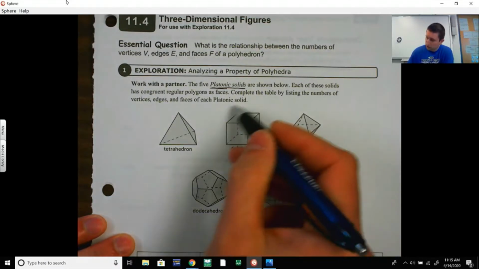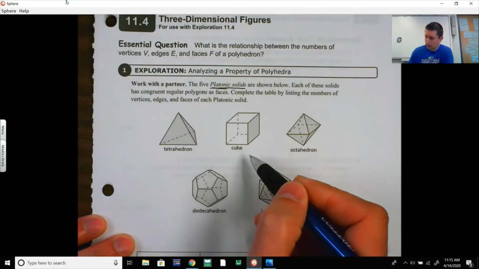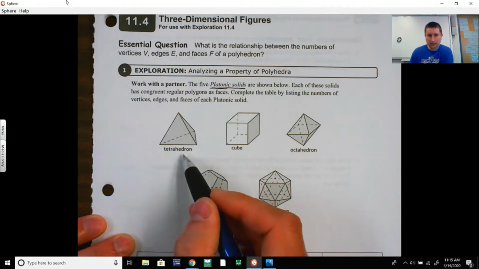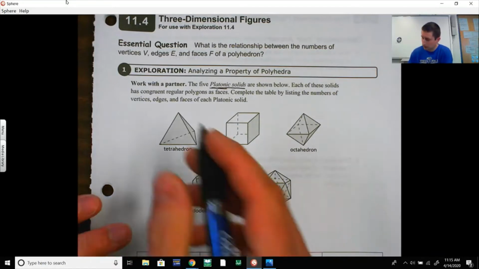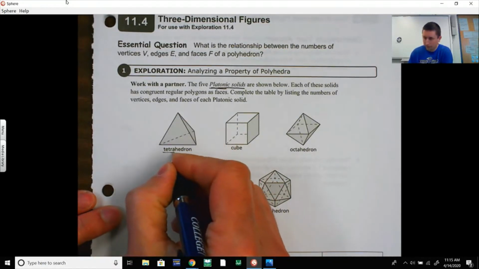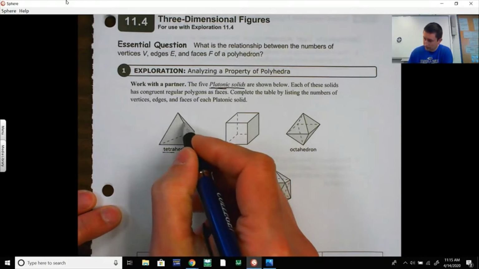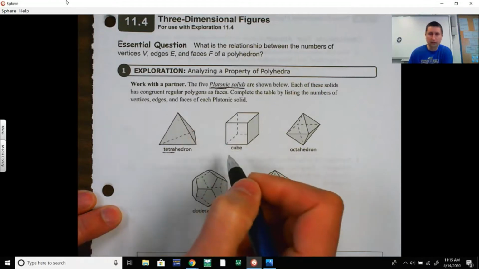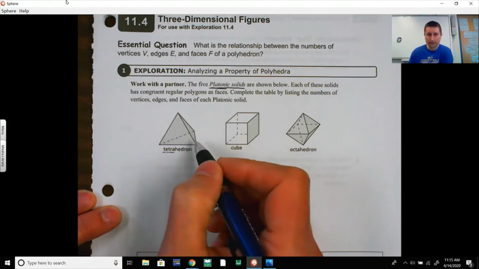Now the cube is a unique one because it has a name that doesn't include the word hedron with it. Hedron basically means faces. It has faces, it has sides, so it's going to be a three-dimensional object. Tetra is a name for four. So if you look at this shape right here, the tetrahedron is made up of four triangles. It's made up of four sides. Those sides are called faces.